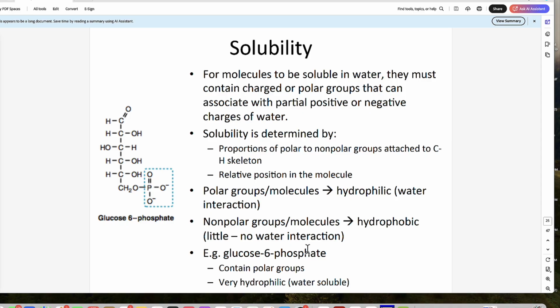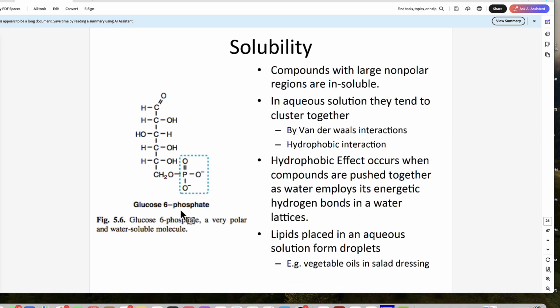When you look at polar groups or molecules, they tend to be hydrophilic, okay, so they are able to interact with water. Non-polar groups within a molecule are hydrophobic, so there's little to no interaction with water. You have glucose 6-phosphate, which you're seeing here. You all should know glucose 6-phosphate from the process of glycolysis. Well, glucose 6-phosphate contains polar groups, very hydrophilic and water soluble. Okay, very polar and water soluble molecule.